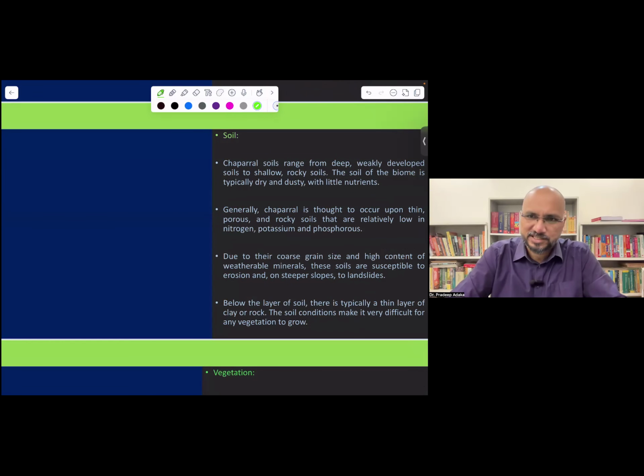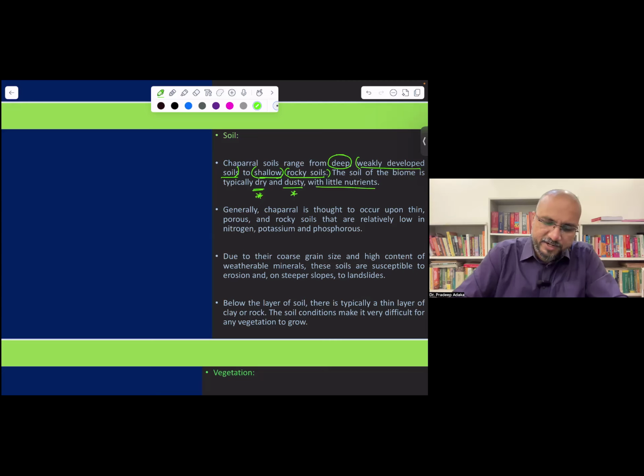So soils, they are of different range, right? Soils are not the same. In some areas you see very deep soil, in other areas very shallow soil, and rocky soil in some parts. In some parts you have weakly developed soils, in some parts shallow soils, rocky soils, mostly rocks or stones. Soil is typically very dry, dusty, and has very little nutrients. That means not fertile. So this is the characteristic of soil.